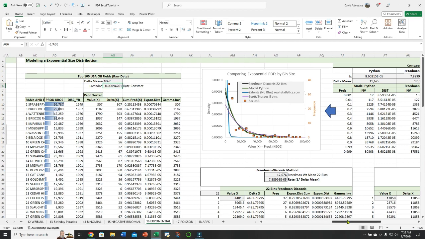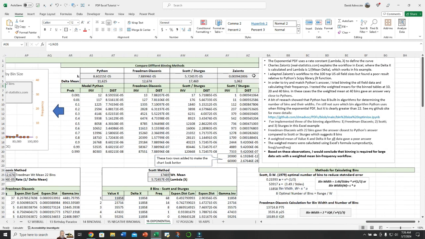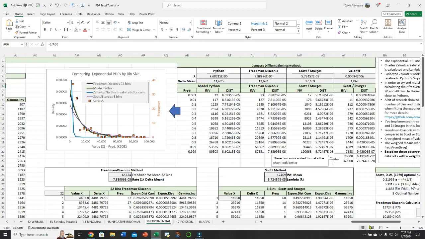For charting it, I've just simplified those by putting the lambda and the rate constant over here and used it to calculate in this table here for charting. So my initial view of this blue line, or the Zionit's method, I found what's not a very satisfying answer to the fit. So to check it out more fully, I imported the data set into Python.